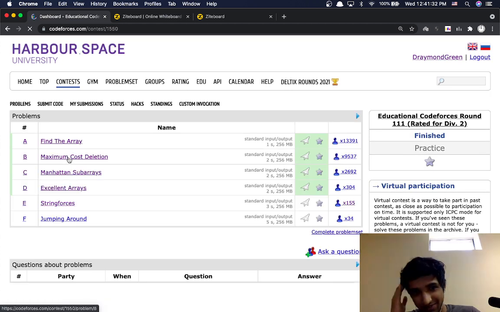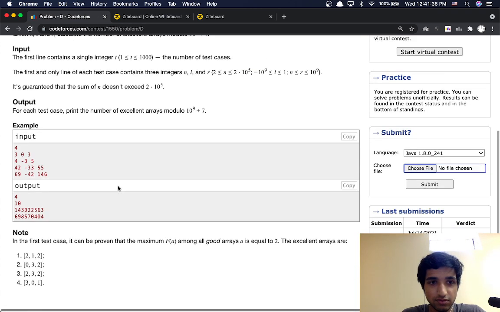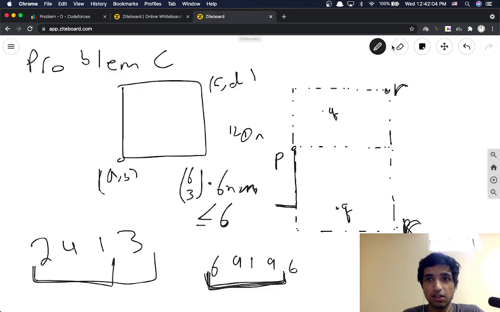Okay, problem D. So we have n, l, and r, right? So the first thing to do is understand what this means. An array is excellent if this big F of A is the maximum among all good arrays of size n. So how do we calculate this? Let's first analyze that.